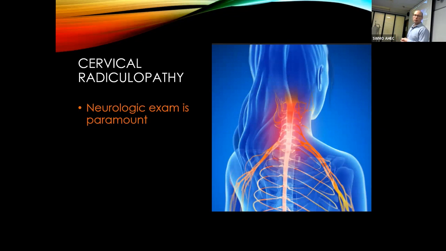So with cervical radiculopathy, obviously the exam is paramount. You have to know if there's any neurologic impairment or not, because that really dictates treatment. So I'm a spine surgeon. I operate on a lot of spines, but I operate on people, not an MRI. So almost everybody has a bulging disc. The question is, what is that bulging disc doing to the patient?